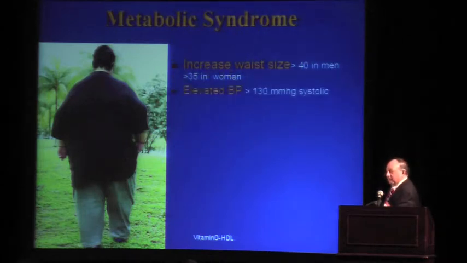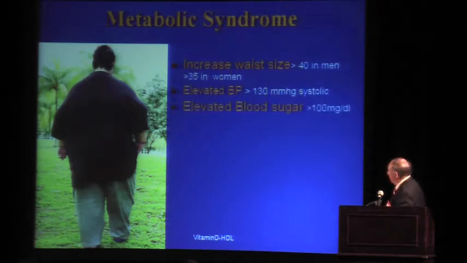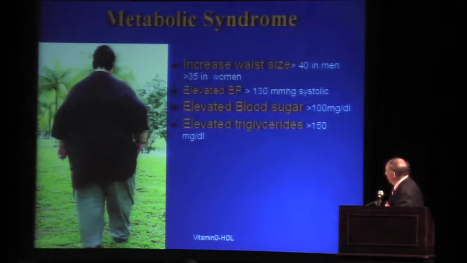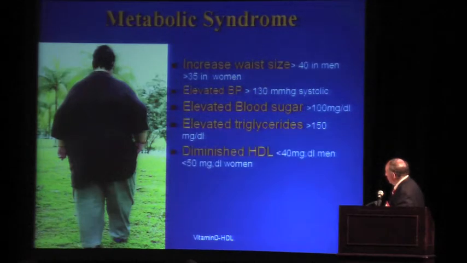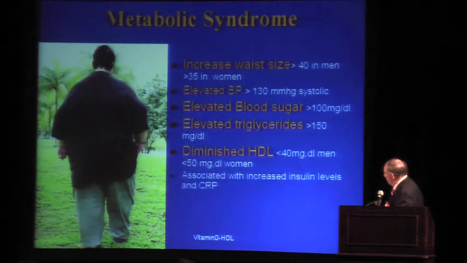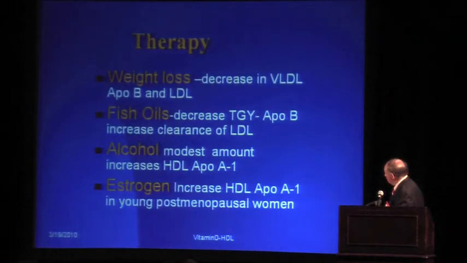They also have elevated blood pressure, systolic blood pressure above 130. They have elevated blood sugar above 100, and they have elevated triglycerides above 150. We call these people the elevated syndromes because the other thing that's associated with them is they all have diminished HDL. In men, HDL is less than 40, and in women, HDL is less than 50. So these particular individuals are more prone to cardiovascular disease.